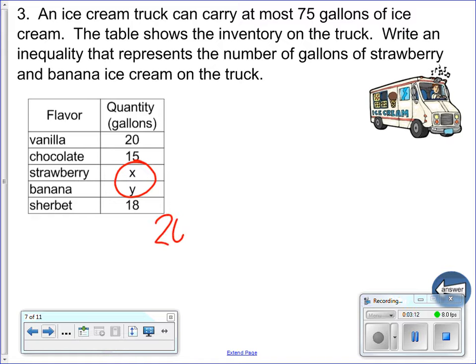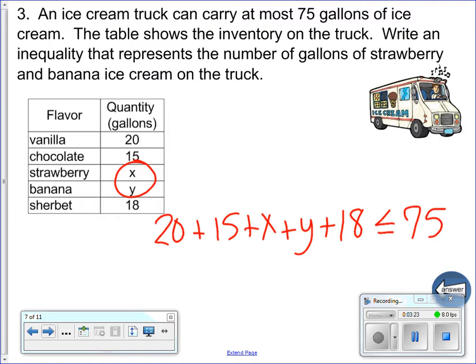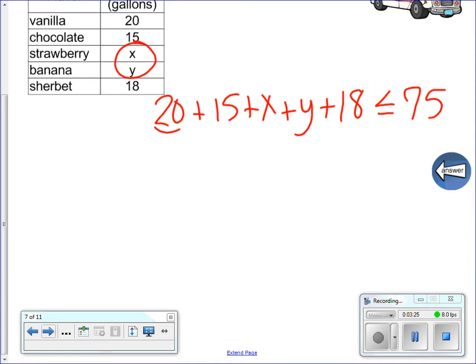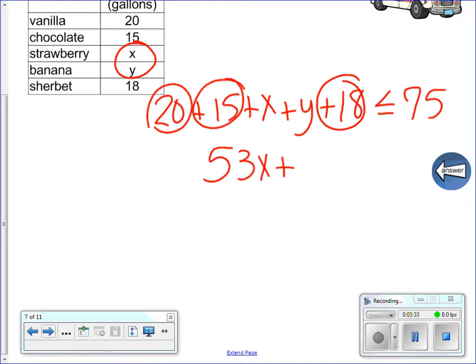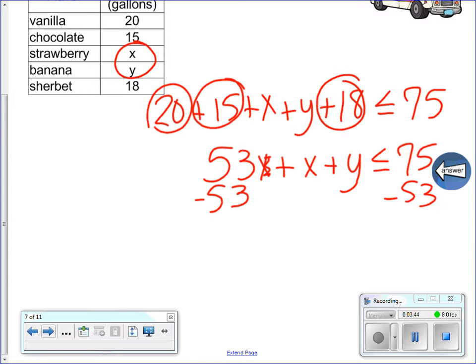So if I write 20 plus 15 plus x plus y plus 18 has to be less than or equal to 75. So if I combine like terms, 20, 15, and 18, that gets me 53 plus x plus y is less than or equal to 75. Subtract 53 from both sides, and x plus y is going to be less than or equal to 22.